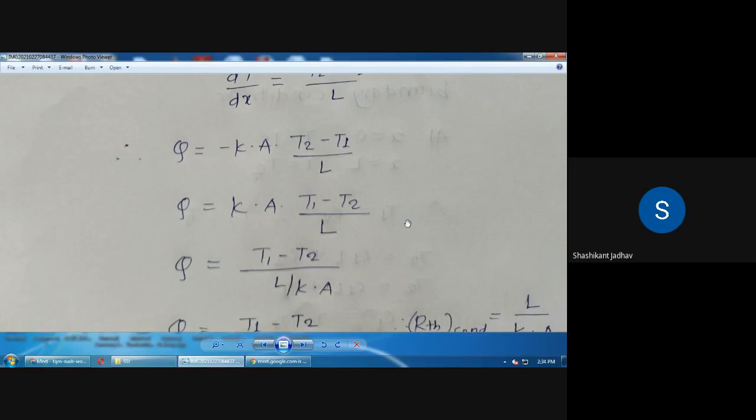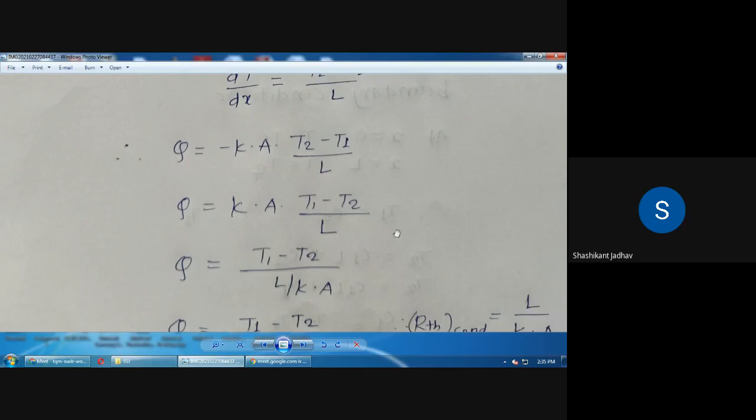If a plane wall is given in the problem, or you are asked to derive the equation, then this is the equation. And if the problem asks to find the heat transfer rate through the plane wall, for that we have to use this equation: Q is equal to K into A into (T1 minus T2) divided by L.